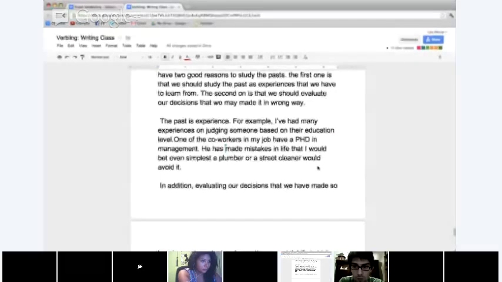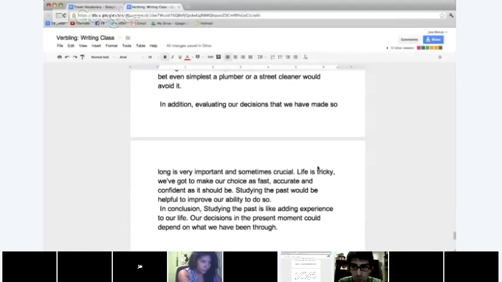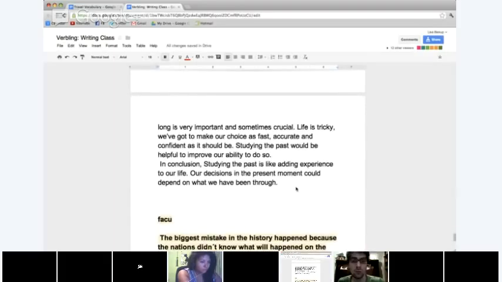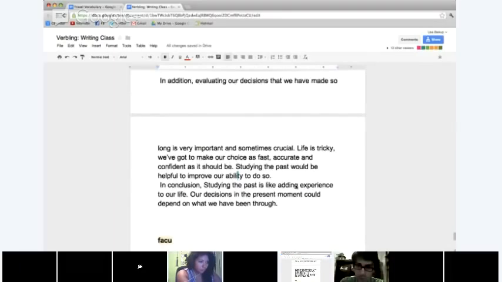In addition, evaluating the decisions that we have made so long is very important and sometimes crucial. Life is tricky. We have got to make our choices as fast, accurate, and confident as they should be. Studying the past would be helpful to improve our ability to do so. In conclusion, studying the past is like adding experience to our life. Our decisions in the present moment could depend on the past and what we have been through. Okay. Good.